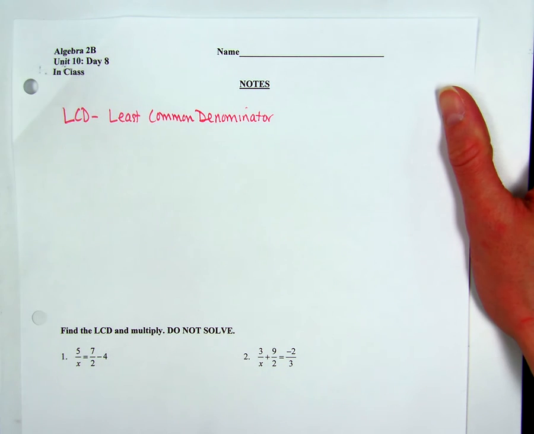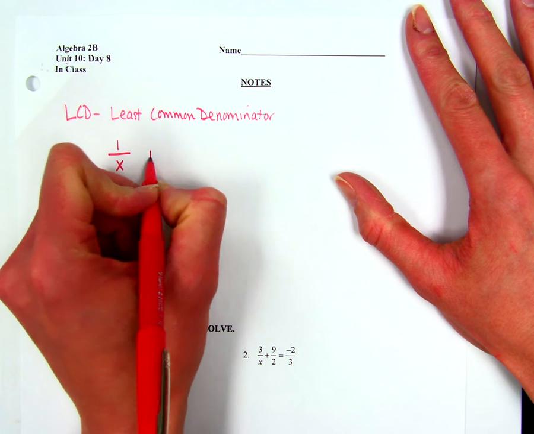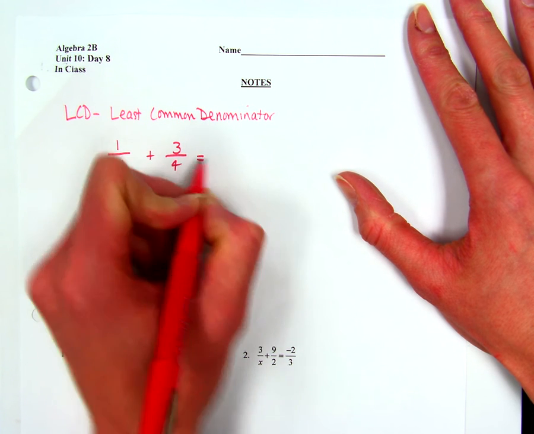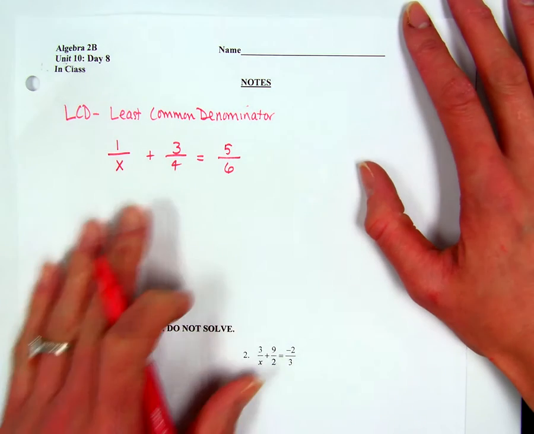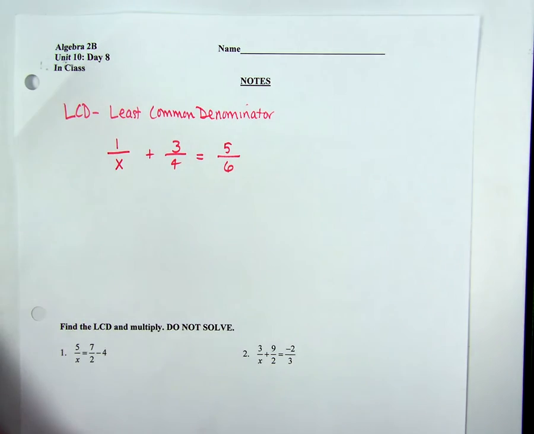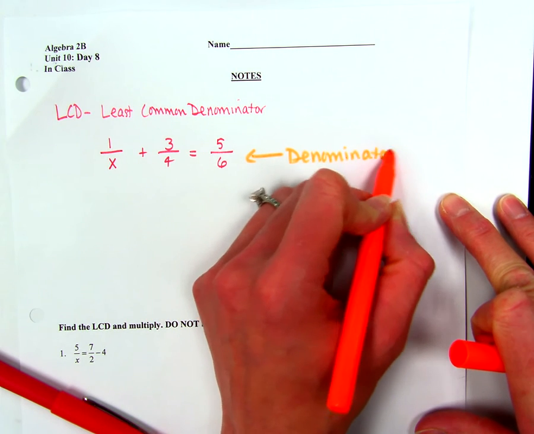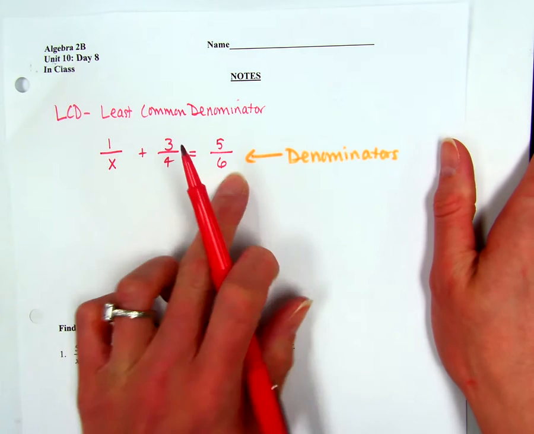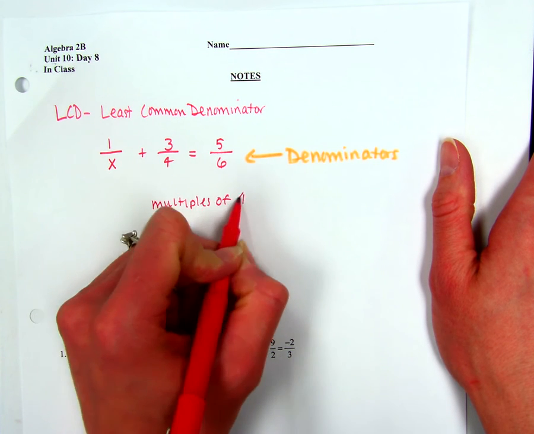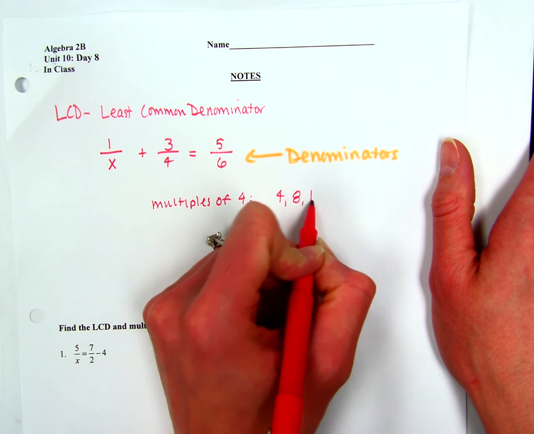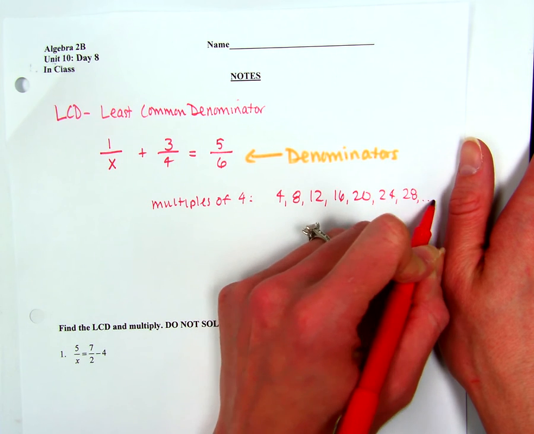All right, so you've probably heard of least common multiple. So for example, if I were to have 1 over x plus 3 over 4 equals 5 over 6, and I wanted to find a least common denominator, I first need to note that all my denominators are on the bottom. Okay, so if you look at the ones that have numbers, you're going to write out a list of multiples. So if I list my multiples of 4, I would say I have 4, 8, 12, 16, 20, 24, 28, and so on. I can go on forever.